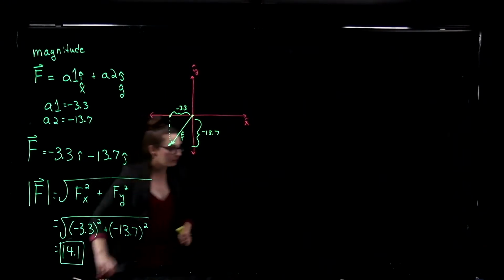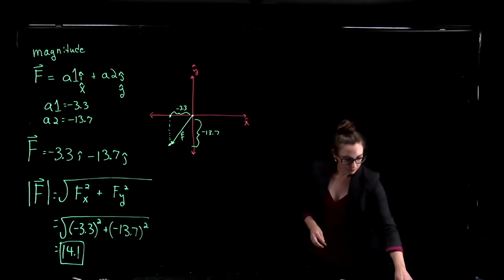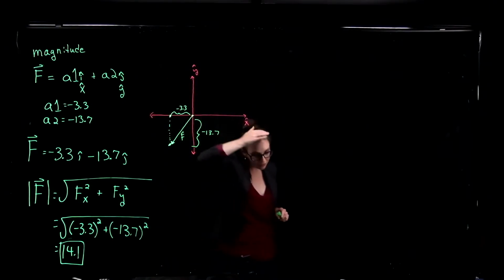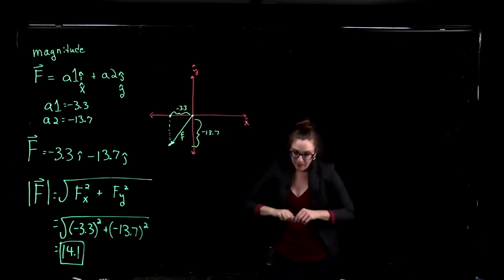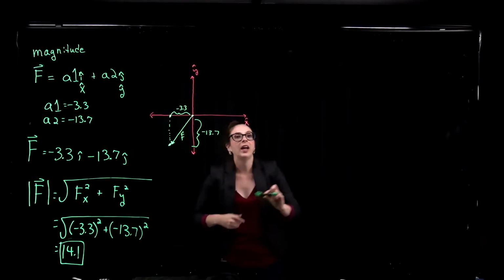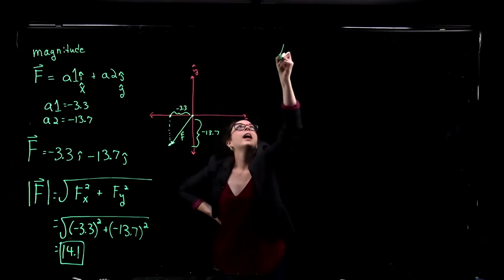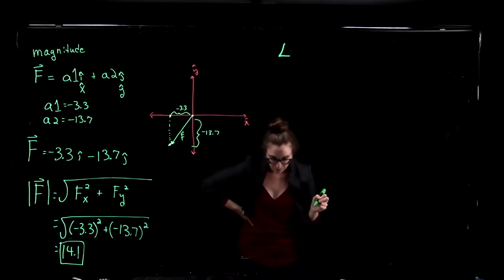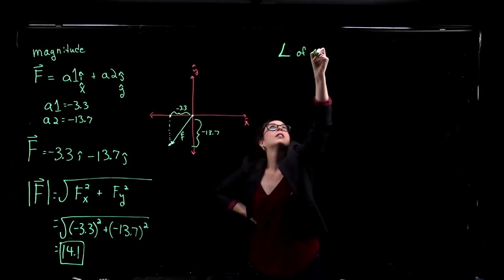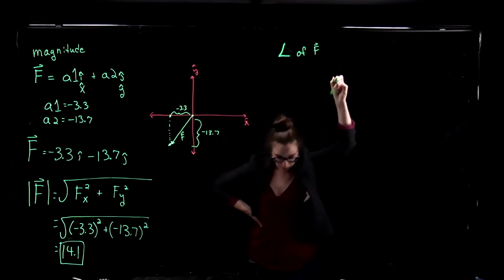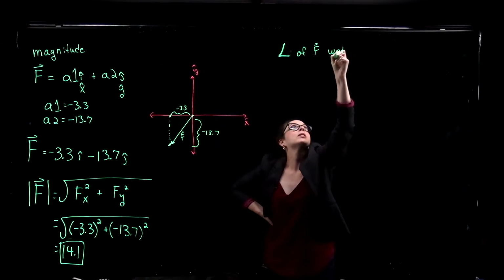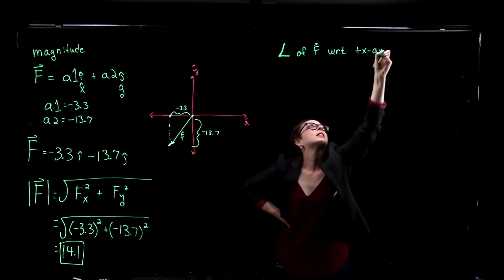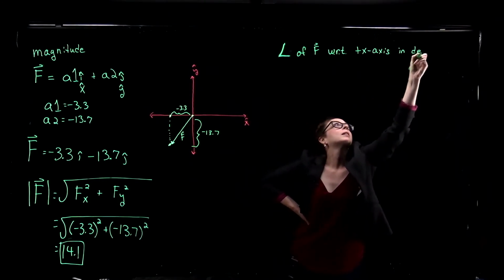All right, now let us do a similar problem, but instead of finding the magnitude of our vector, we are going to find the angle the vector makes with the positive x direction. So angle, that's kind of what this little symbol represents. This is the angle of f with respect to, that's what WRT means, with respect to the positive x-axis, in degrees.